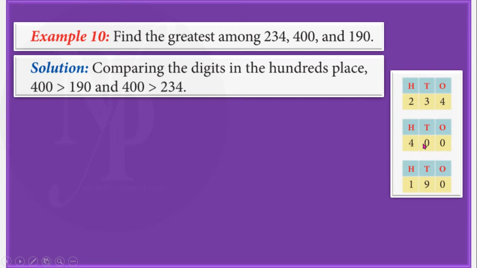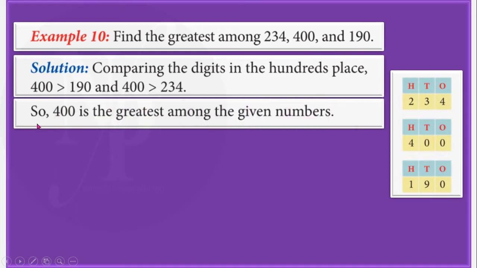Similarly, when we compare 400 and 234, the digit 4 which is in hundreds place is greater than that in the other number, which is 2. Therefore 400 is again greater than 234. So 400 is the greatest among the given numbers.